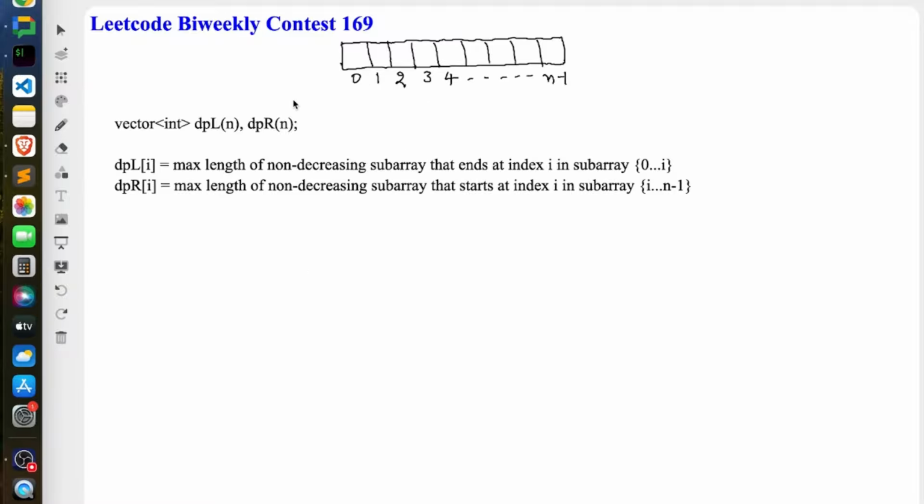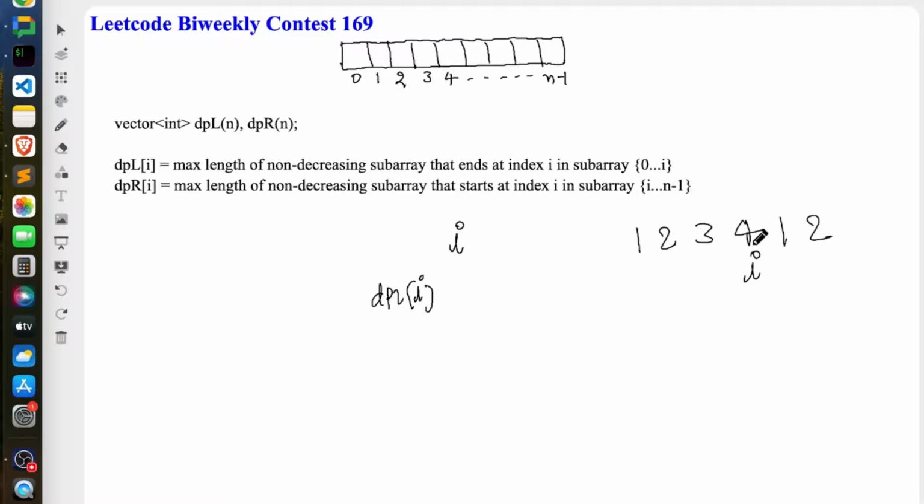Let's say this is my given array, right? So this is my given array from index 0 to n minus 1. Let's say I'm at any index I. So here what is your dpl of I? dpl of I is nothing but the maximum non-decreasing subarray that ends at index I in the subarray 0 to I. Let's take one example. Let's say the example is 1 2 3 4, again let's say 1 2. Let's say this is my index I.